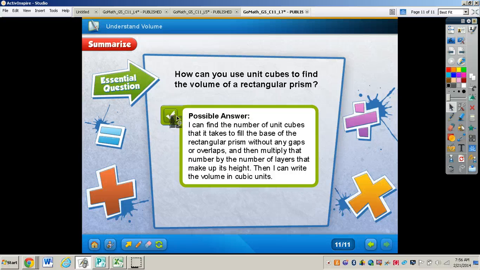Okay, so this concludes our video to understanding volume. We are going to continue looking at volume a little bit more in depth as we move through. If you have any questions about volume, please come and see me.